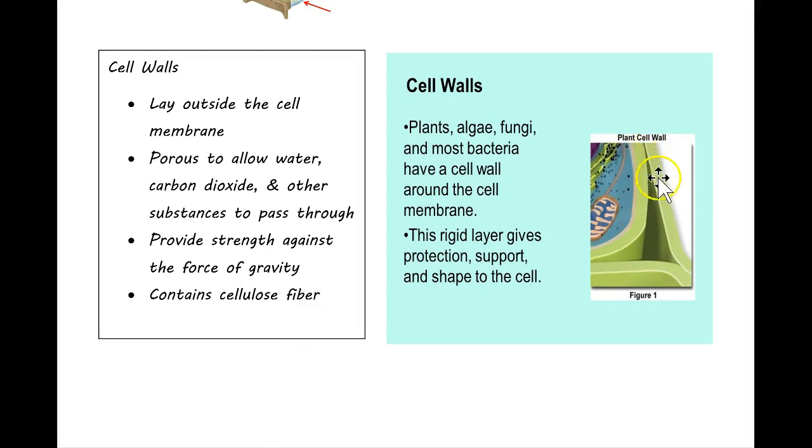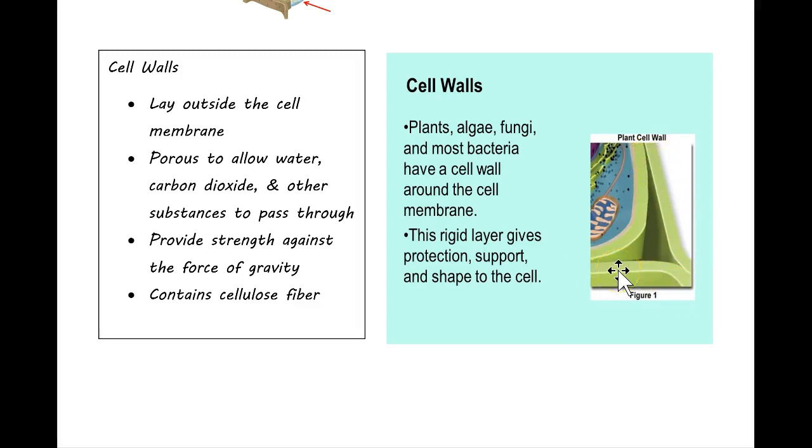So here's a piece of a plant cell. This is the cell membrane, and we can see this is the cytoplasm, and there's a mitochondria, and this looks like rough endoplasmic reticulum right here. This part right here is the plant cell wall.